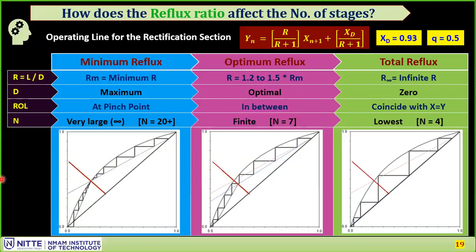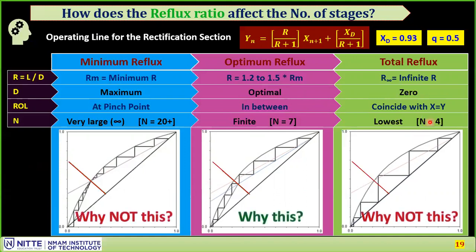So this is how the reflux ratio affects the stages. At minimum reflux ratio, you have a large number of stages. At the total reflux condition, you have the lowest required number of stages. Now we don't use minimum reflux, we don't use total reflux in the operating procedures. We use somewhere an optimal condition.